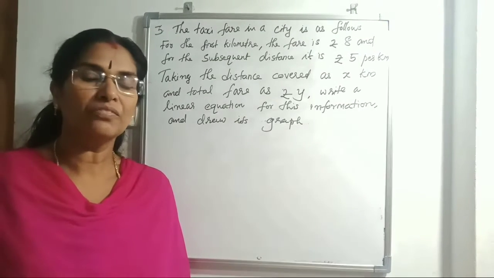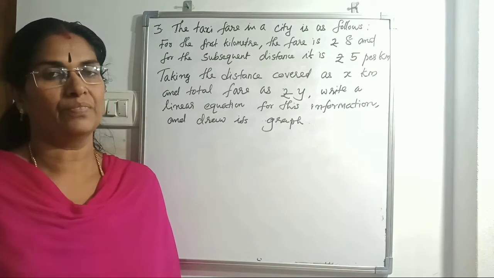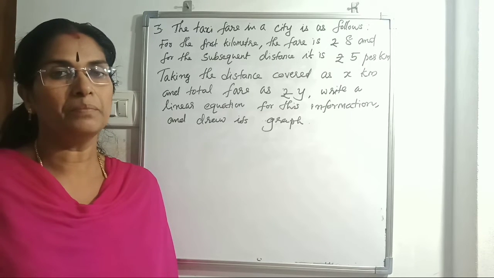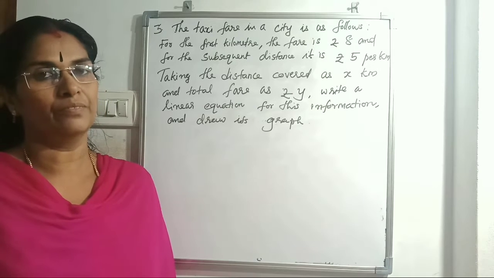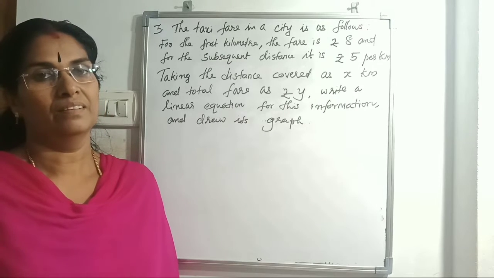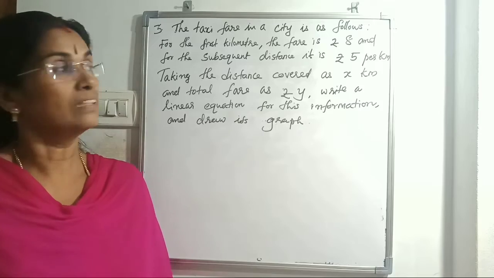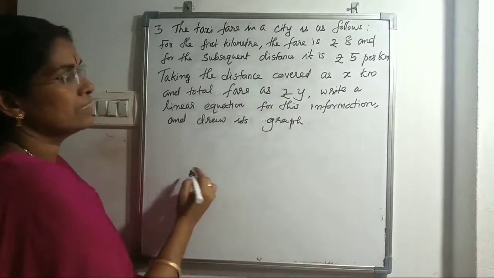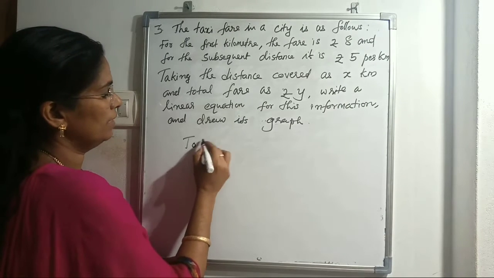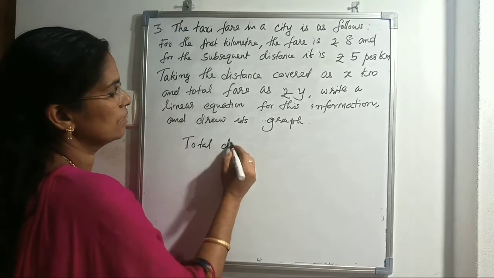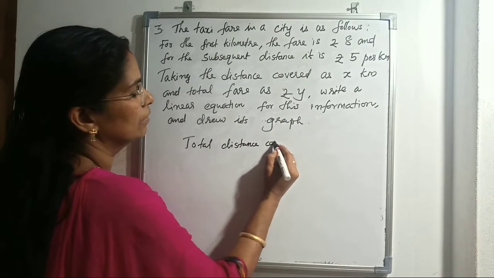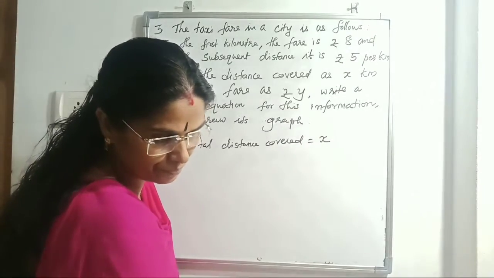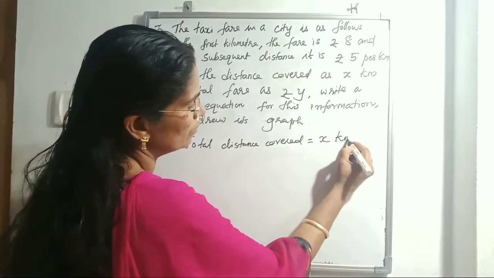Here first you have to find the linear equation. Read the question 2 or 3 times and understand the meaning. After that you have to find out what is given here. Did you get what is given here? Here the total distance covered is x kilometer. So first we can write total distance covered equal to x kilometer. Okay.